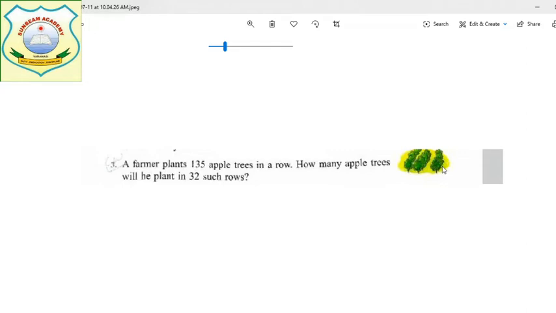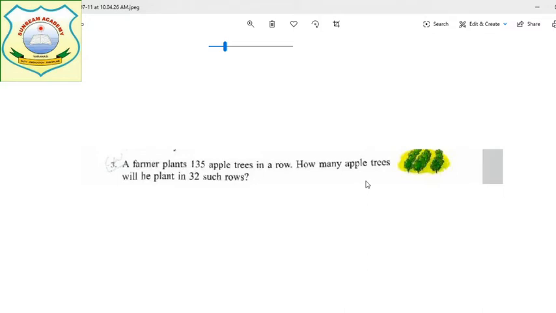Okay. Now you all have understood the question. Listen to me carefully. If a farmer plants 135 apple trees in one row, how many apple trees will he plant in 32 such rows? The number of apple trees in one row is given to you. You have to find the number of apple trees that he can grow in 32 such rows. So now you all copy down the question. After that, we'll discuss the solution and write the solution of the question.